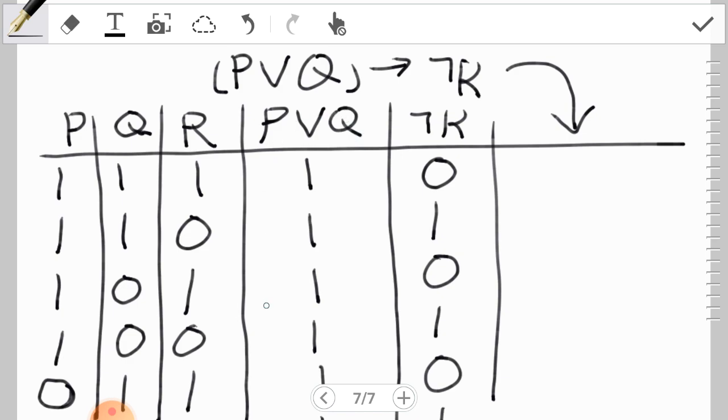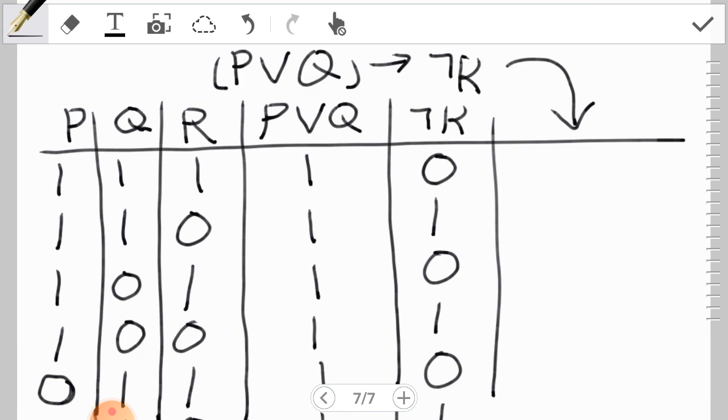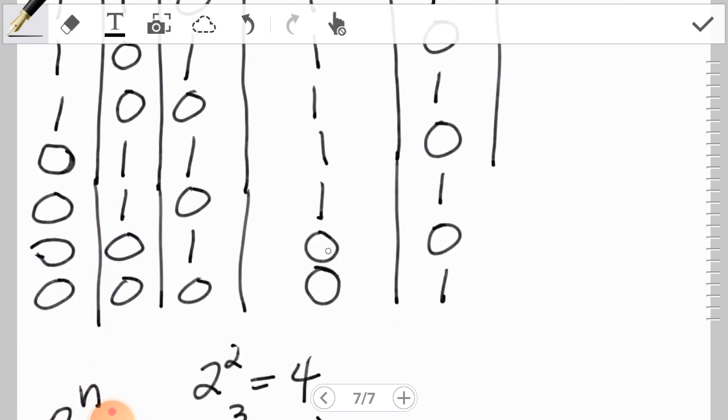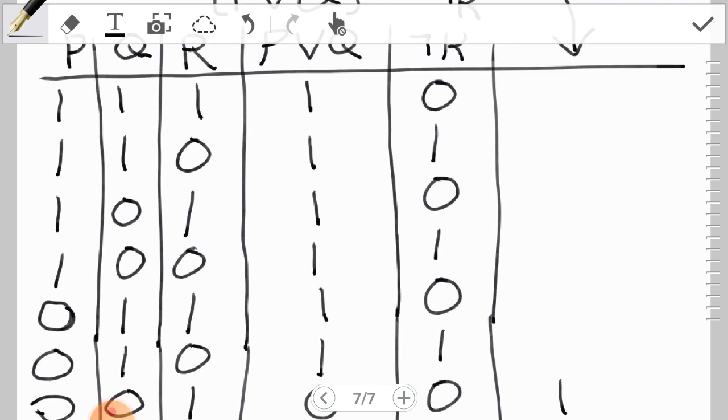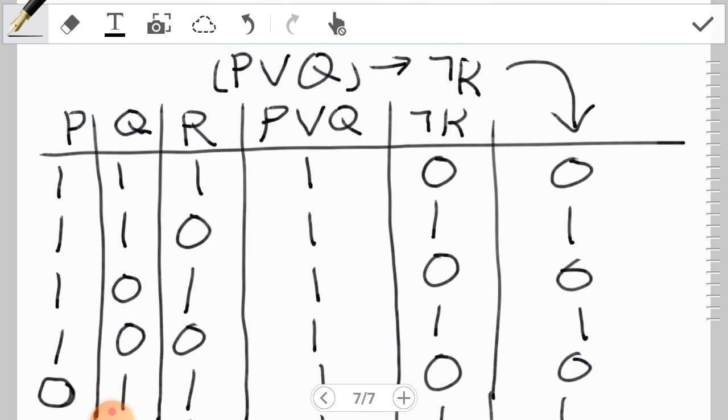We now look at the fourth column and the fifth column using the connective if-then, or the conditional connective. And what's the rule? If we are using the conditional connective, we look at the first proposition. If the first proposition is false, automatically this will be true. But if the first proposition is true, we check the second proposition. It must also be true for this to be true. But this is false, therefore this must be false. Both are true. This is false. Both are true. This is false. Both are true. Therefore, these are now our truth values for the compound proposition.